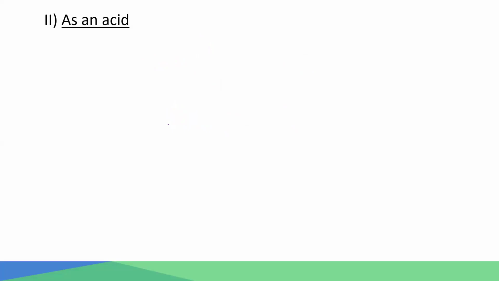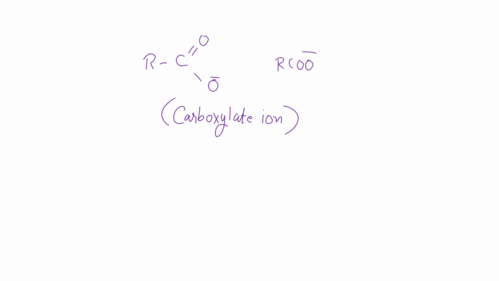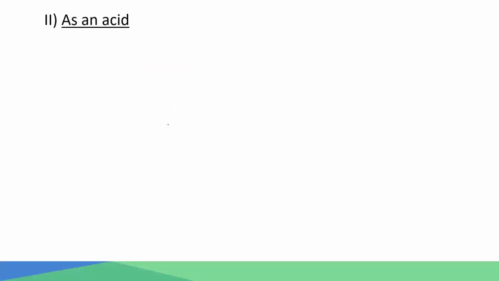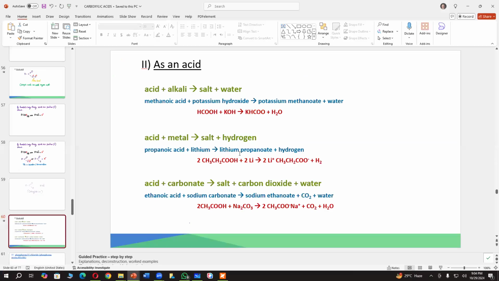Now, remember that whenever you put any carboxylic acid in water, it will react in this pattern. So different reaction forms are there. It will always form a carboxylate ion. Look at the example, the first one: HCOOH and KOH. KOH is an alkali. This is a typical acid-base reaction.